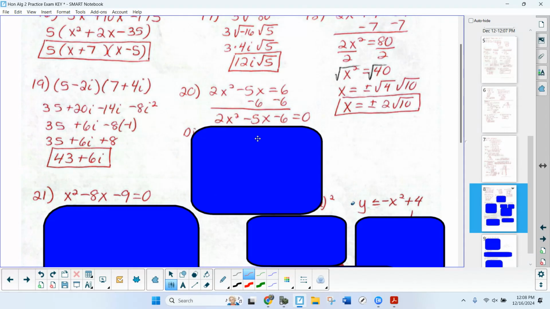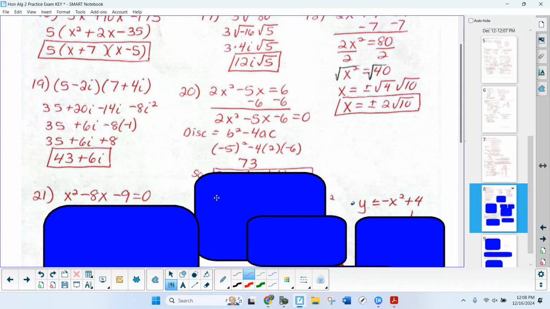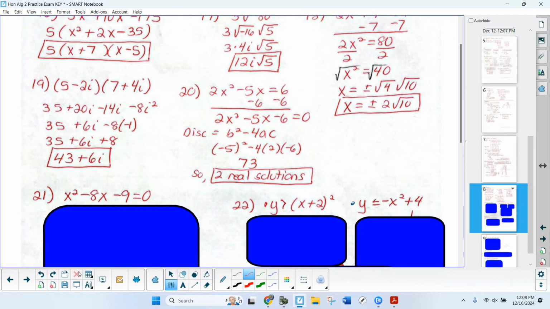Good. And then the discriminant we said was just b squared minus 4ac. So what'd you plug in? Negative 5 squared minus 4 times 2 times negative 6. Make sure you put negative 5 squared in parentheses. And what did you get for the discriminant? 73. So what did you tell me? 2 real solutions. 2 real solutions. What if the discriminant was negative? 2 non-real or 2 imaginary? What if it was 0? 1 real solution. Good. Okay, good job, Landon. Questions there?